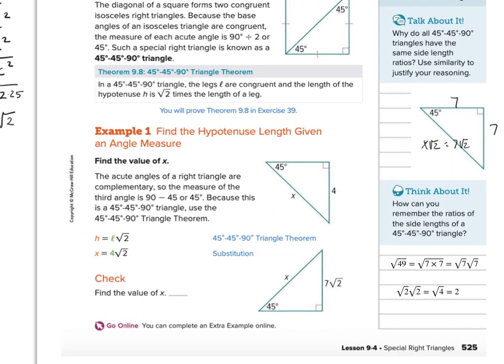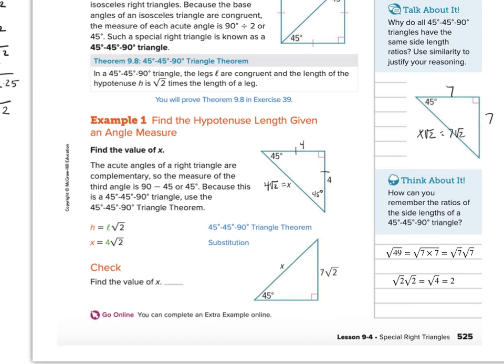Looking at example number 1, it says find the hypotenuse length given the angle measure. Given the angle measure, if this angle measure is 45, then we know this angle measure is 45. So we have an isosceles triangle, the 45-45-90, and so this would be 4, and of course this would be 4 times the square root of 2. That is how we could come up with the length of the hypotenuse, in case we needed to fill any of that in.